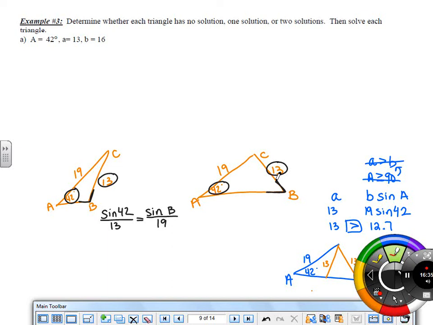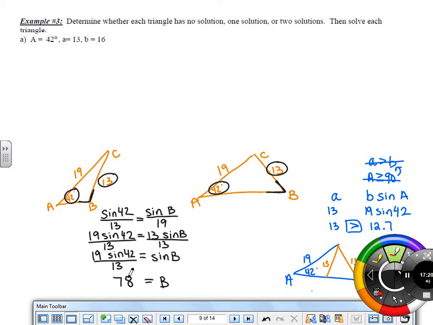So I'm going to solve this and see what I get. So this is going to be 19 times the sine of 42 equals 13 times the sine of angle B. I'll divide that by 13. So I'm going to have the sine of angle B equals all of this. And then to find angle B, I'm going to have to take the inverse sine of what I get from that calculation. So I'm going to do 19 times the sine of 42 divided by 13 and take the inverse sine of that calculation, which gives me 78 degrees. We'll go to the nearest degree. Okay, so I got angle B is 78 degrees.